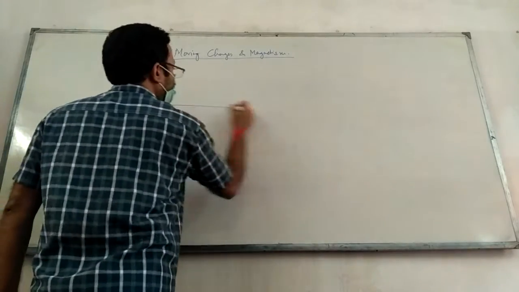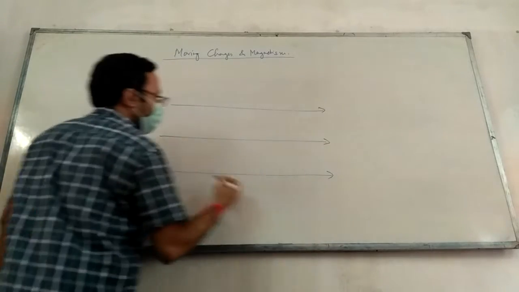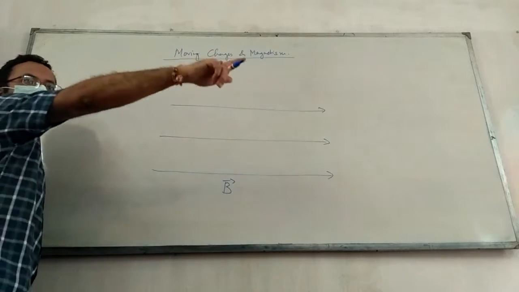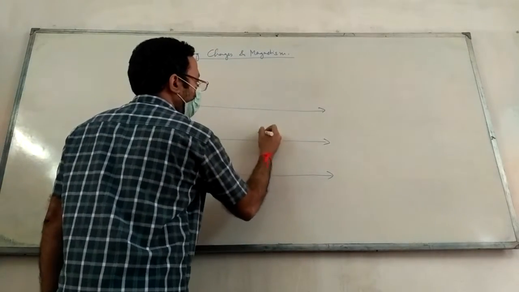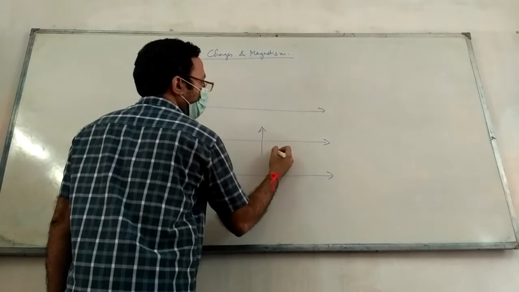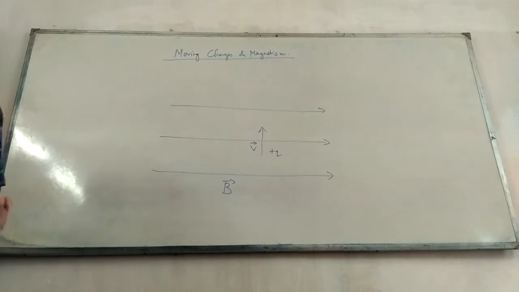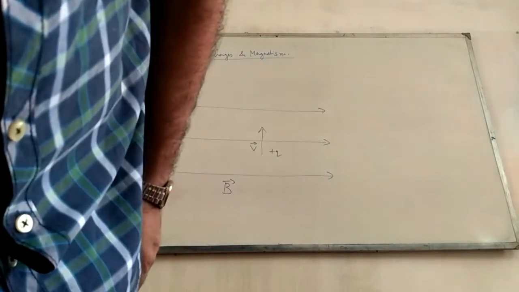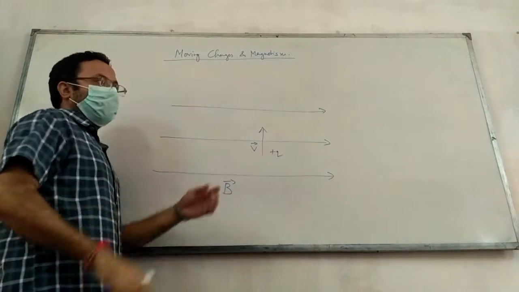The magnetic field lines are directed along this direction, meaning from this part to that. Okay? And a charged particle is thrown along the upward direction, and it's a positive charge with a velocity v. Which direction will it experience the force? So in this case, the magnetic field is directed towards the right.